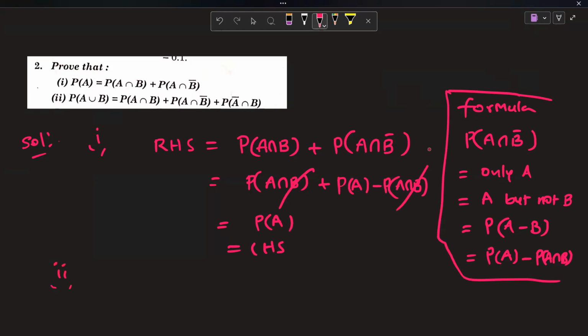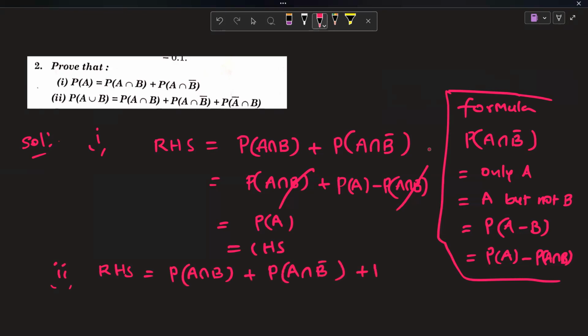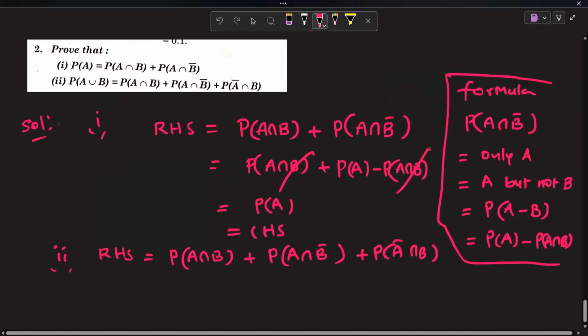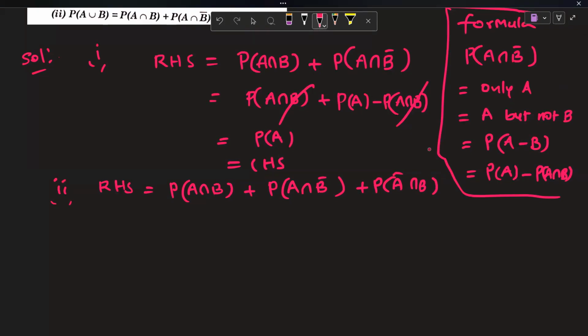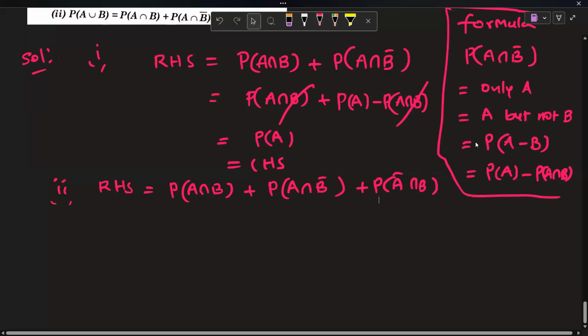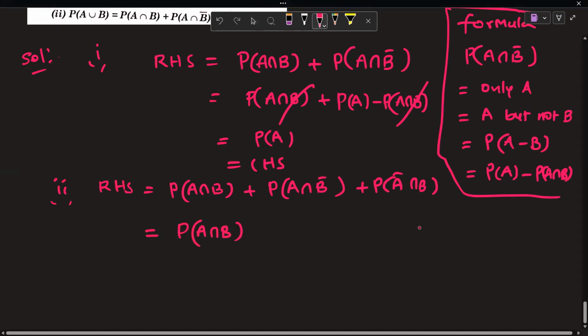Next, second question. You can take the RHS part again. What does the RHS say? P of A intersection B plus P of A intersection B bar plus P of A bar intersection B. Okay, I will share the links. So copy the same P of A intersection B plus.